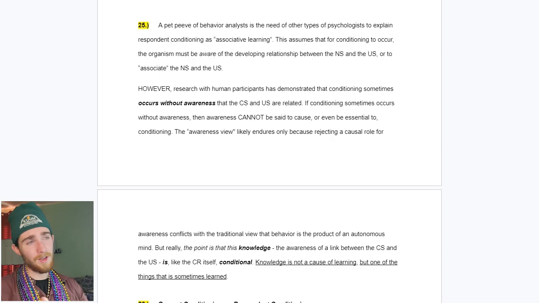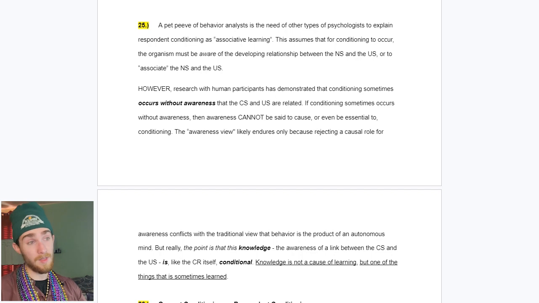Now, a pet peeve of behavior analysts is the need for other types of psychologists to explain respondent conditioning as associative learning. This associative learning label assumes that for conditioning to occur, the organism must be aware of the developing relationship between the neutral stimulus and the unconditioned stimulus, or to associate the neutral stimulus and the unconditioned stimulus. This is cool and all, but we have seen in research time and again that conditioning can occur without awareness.